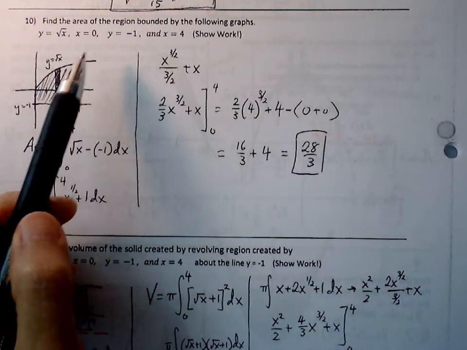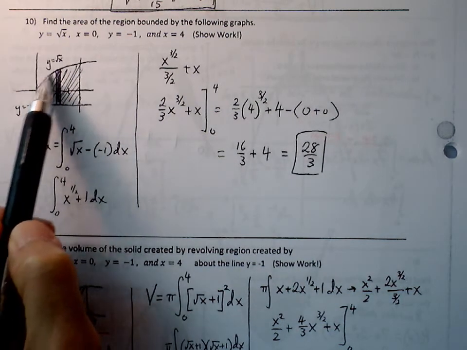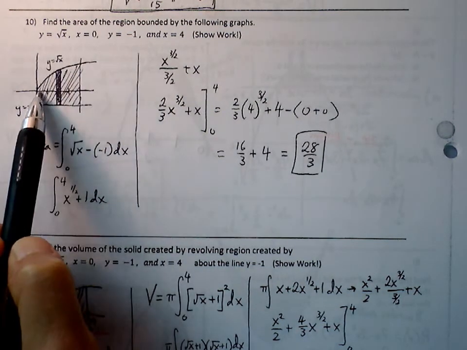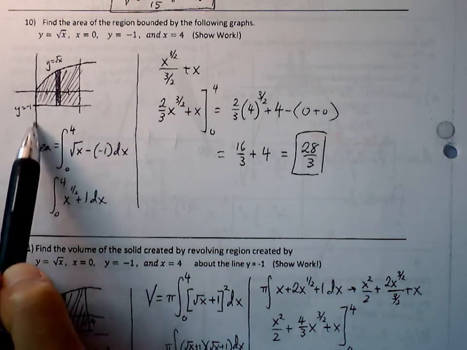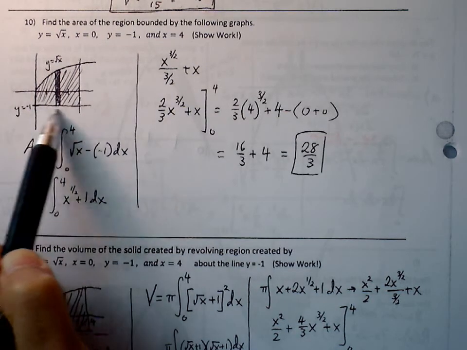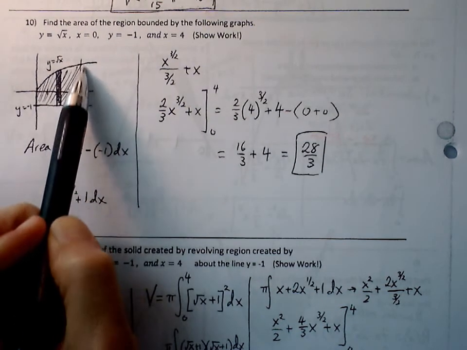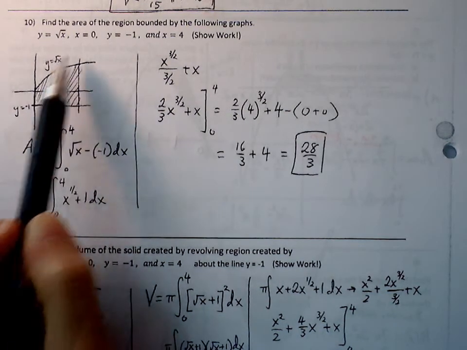All right, number 10, we have the shaded region. We have y equals square root of x, that's this curve here. X equals 0, that's this vertical line, that's the y-axis. Y equals negative 1, that's this horizontal line here. And x equals 4, that's this line here. So we have the shaded region, and then we just want to find the area.